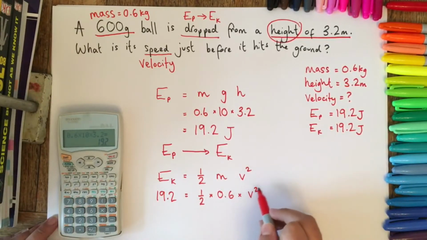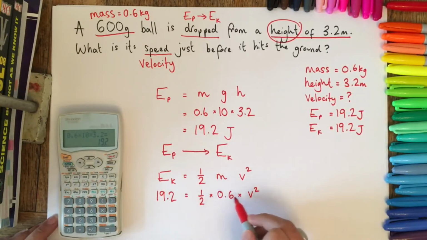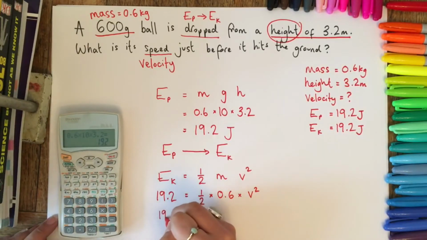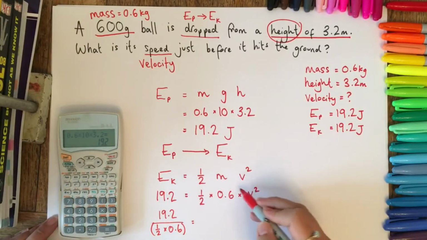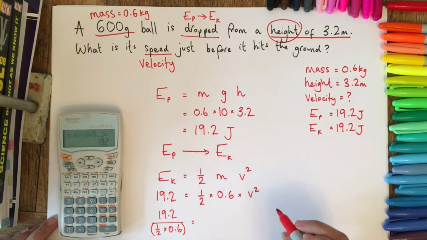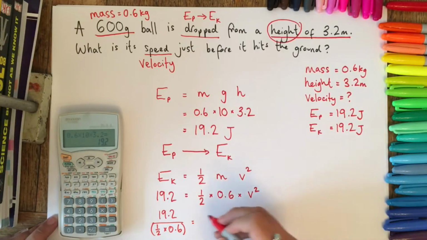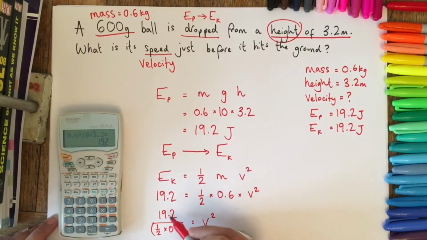We want to get v squared by itself, so we're going to divide both sides by 1/2 times 0.6. We'll end up with 19.2 over 1/2 times 0.6. If you've been shown a different method for rearranging the kinetic energy equation to find v, then do whatever you find is easiest. It's just trying to keep the algebra simple for some people. So 19.2 over 1/2 times 0.6 will equal v squared. You need to make sure that you've got your brackets in here.